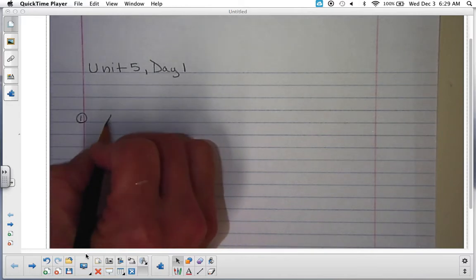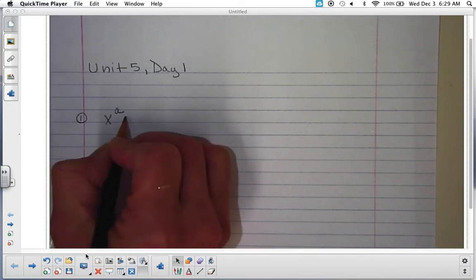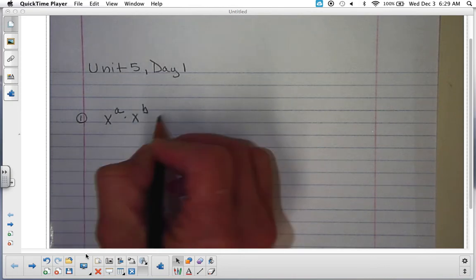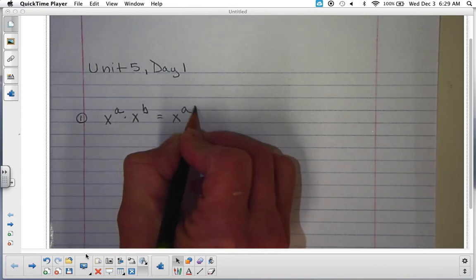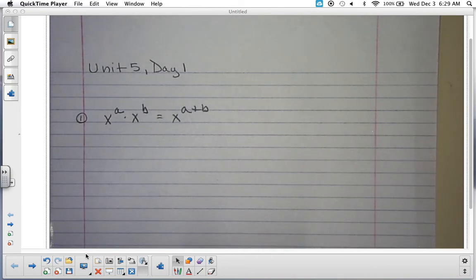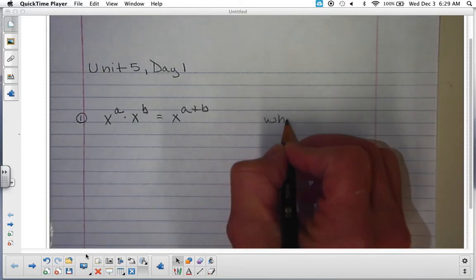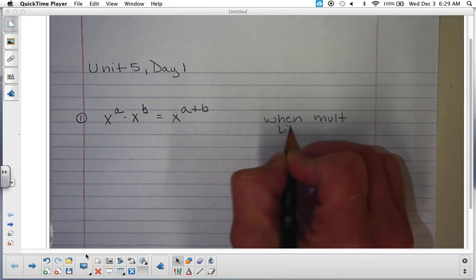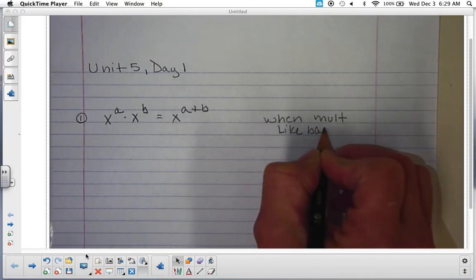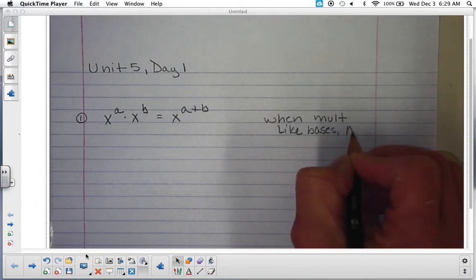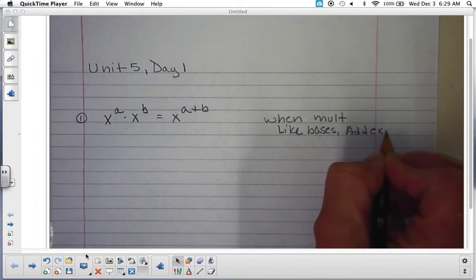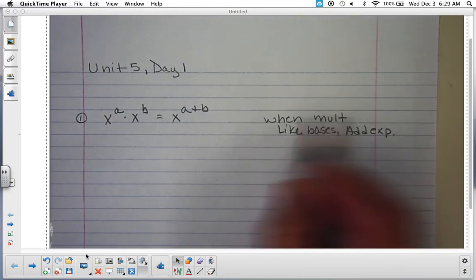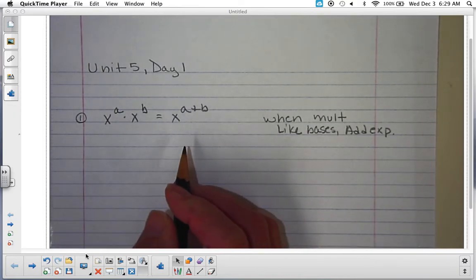First one is when you're multiplying like bases, you of course add the exponents. This is like the generic rule. So if you need to write it in words, you would write, when multiplying like bases, add the exponents. I don't know if you prefer it like that or like this. This is just like the generic rule.